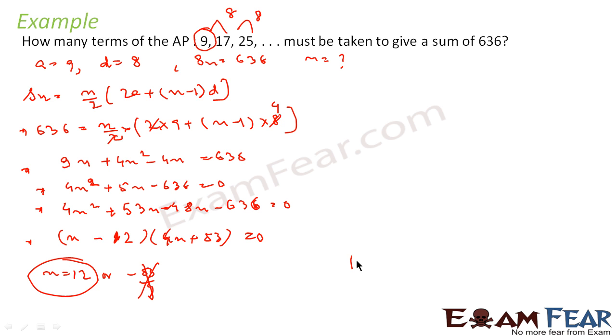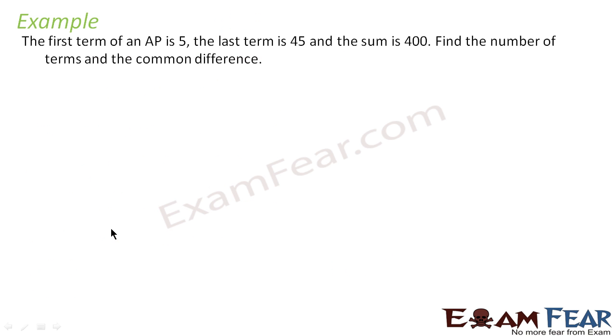So the 12th term is to be taken, so that the sum is 636. Very simple. What we have done: we had a, we had d, we had Sn, and we had to find the value of n. We used this formula, got a quadratic equation, and solved it to get n = 12. Let's take one more example.